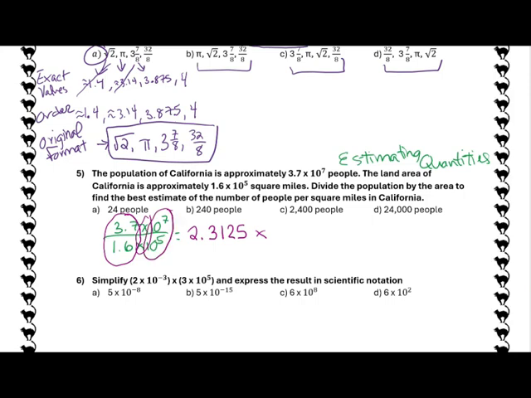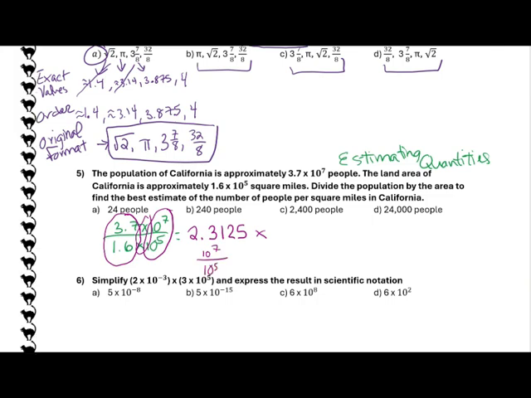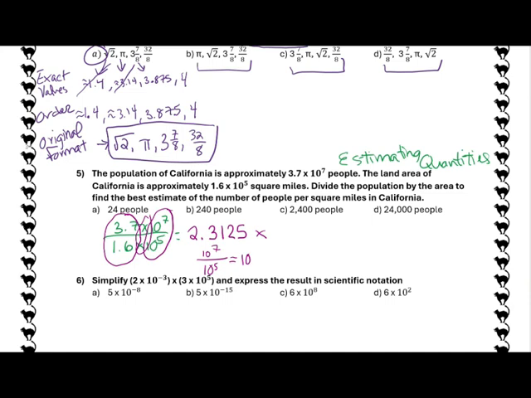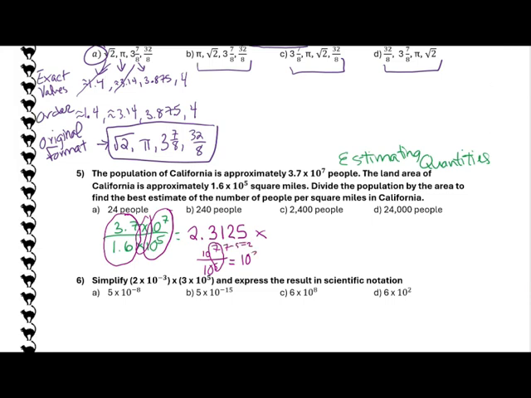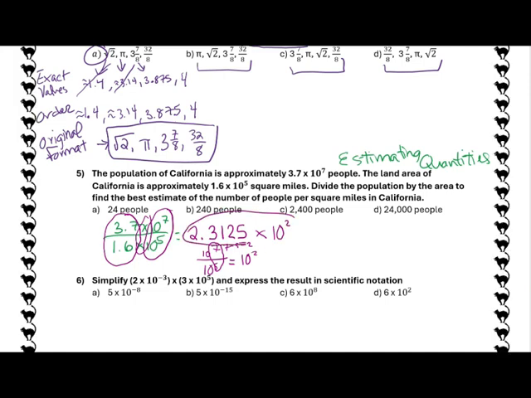Okay, and then, because it says times, I have 10 to the 7th power divided by 10 to the 5th power. They're the same base of 10, so keep the base, and then we have to subtract the exponents. So 7 minus 5 equals 2. So I get times 10 to the 2nd power. So right now, here's my answer.